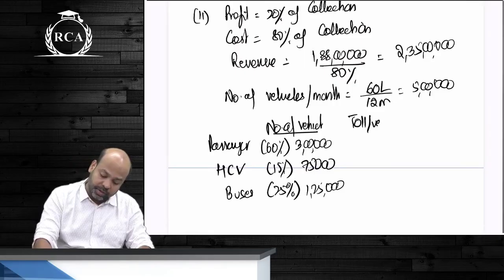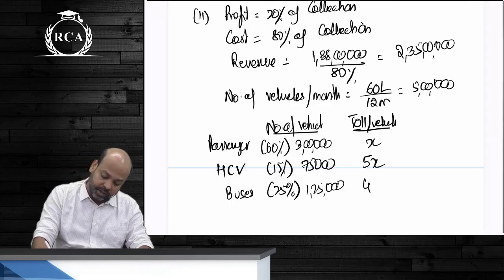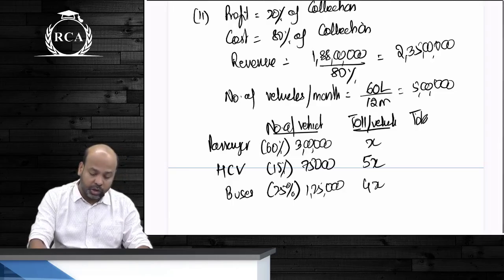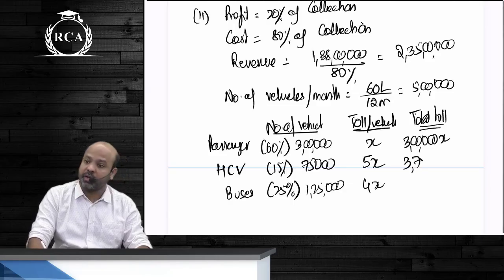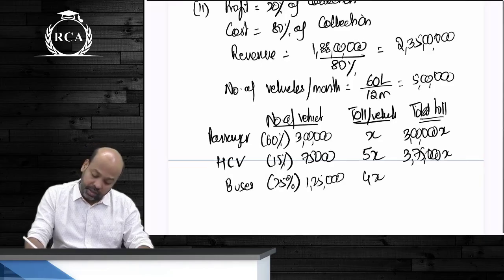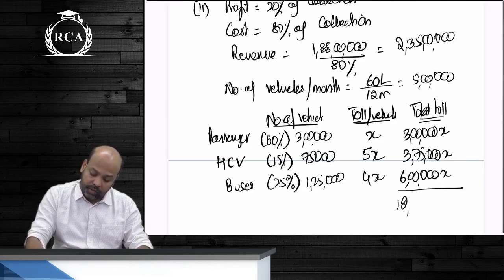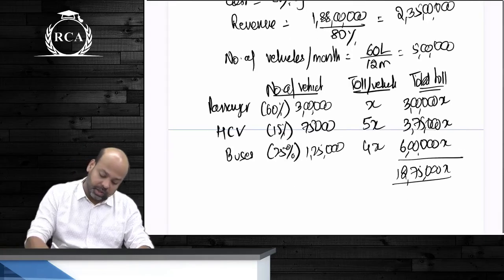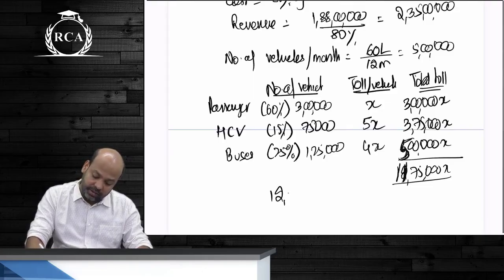Let the toll per vehicle for a passenger vehicle be X. So this will become 5X, and this will become 4X. Our total toll in a month will become 3 lakh X. 75,000 into 5X will become 3 lakh 75,000 X, and 1 lakh 25,000 into 4X will become 5 lakh X. All put together, 11 lakh 75,000 X.